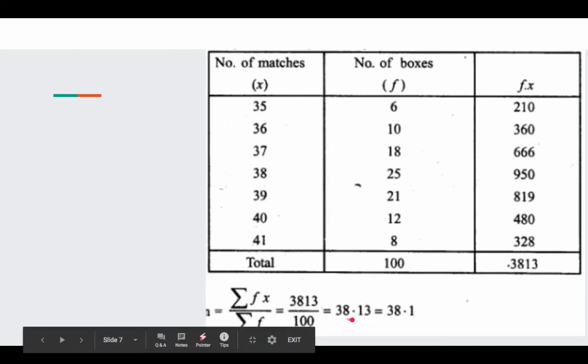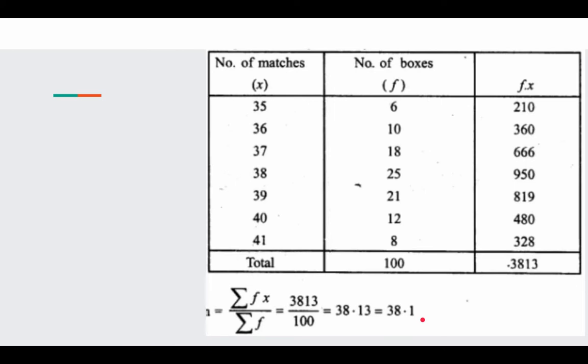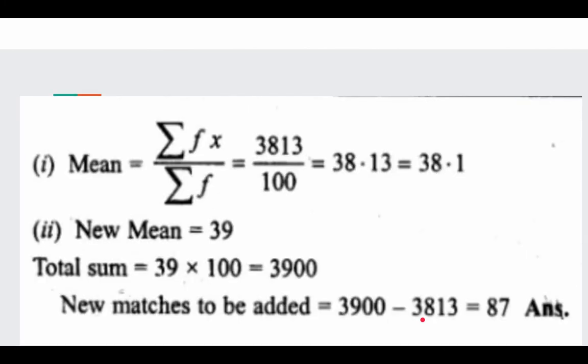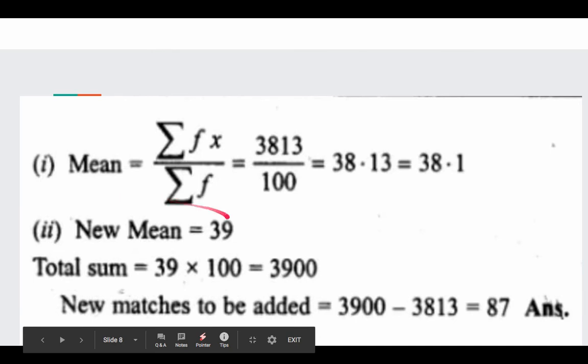So leave it, ignore it. Whatever will be the answer, it is 38 point. Clear? How many extra matchboxes? The next part says. So this part is clear, this formula. I've noted it clear also here in the next screen. Okay.